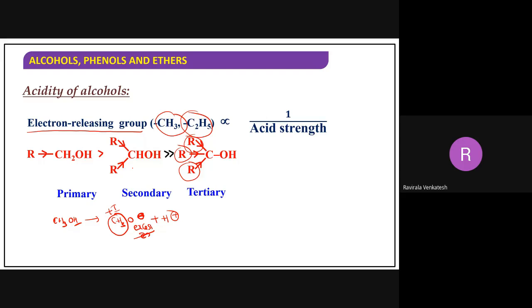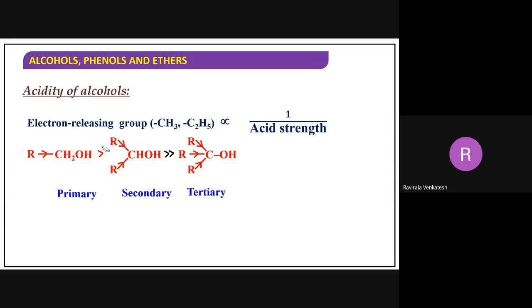To increase acidic character, we should not have plus psi groups. We should have withdrawing groups. So the presence of withdrawing groups will increase the acidic character. You do not need all of this, but simply you have to remember one simple thing: electron donating groups or electron releasing groups decrease the acidic character.